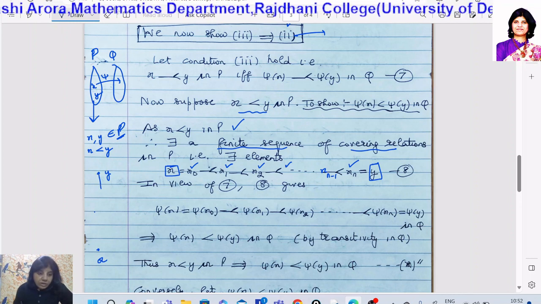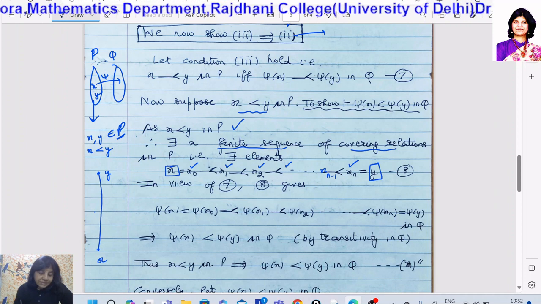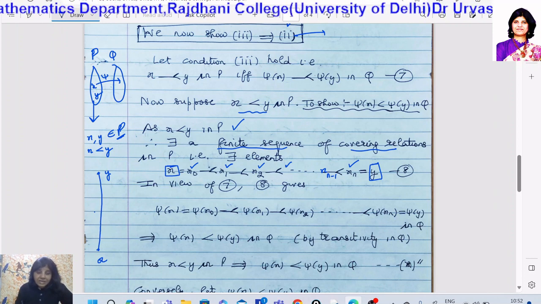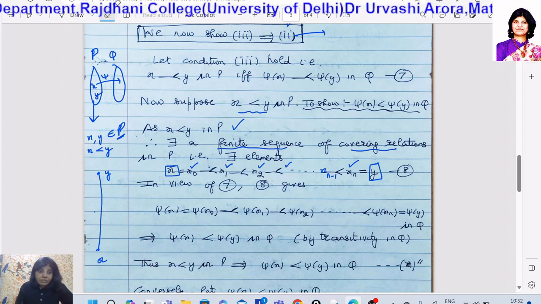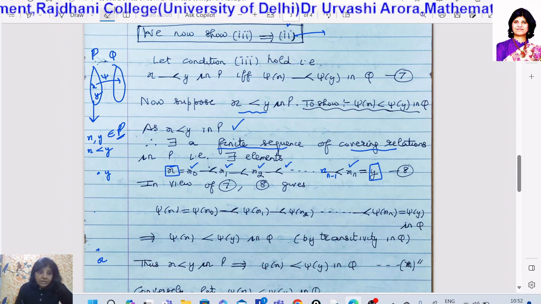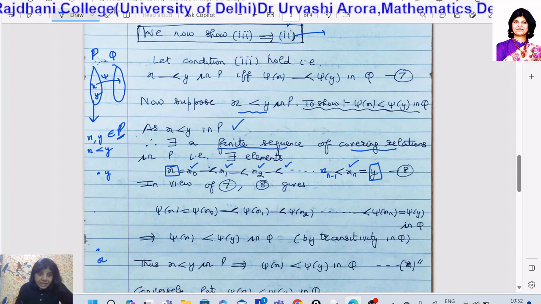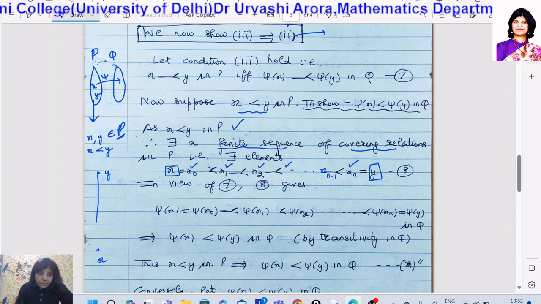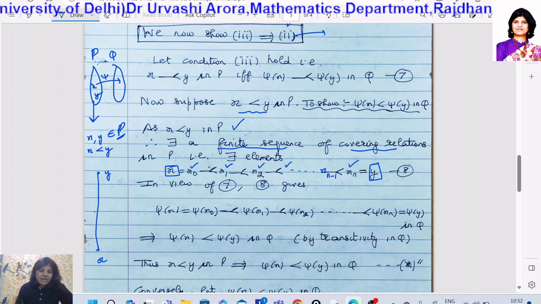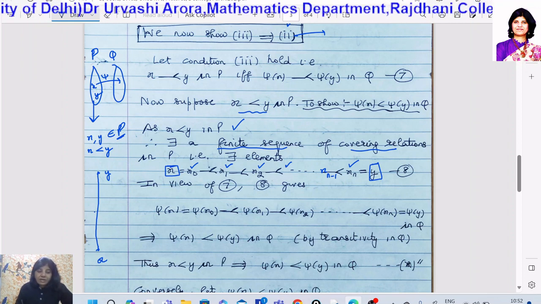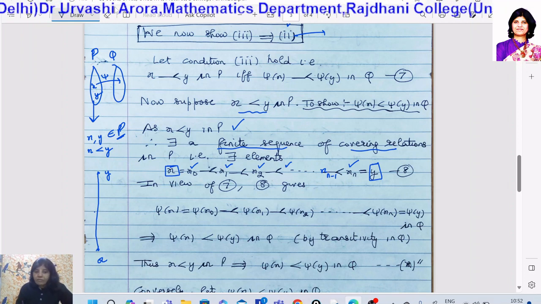So here, because x and y are related, in the Hasse diagram x will be at the bottom. This line should actually be a straight vertical line, so let me make it a straight vertical line. If you draw the Hasse diagram of the finite poset P, as far as x and y are concerned, this is a straight line. x will be at the bottom and y will be at the top.